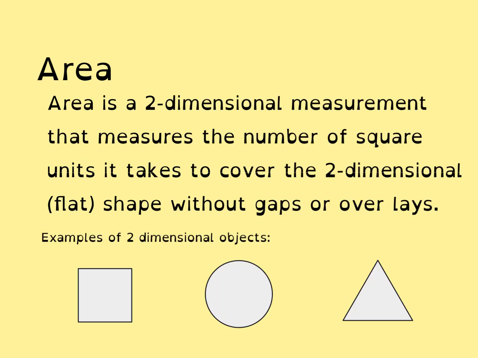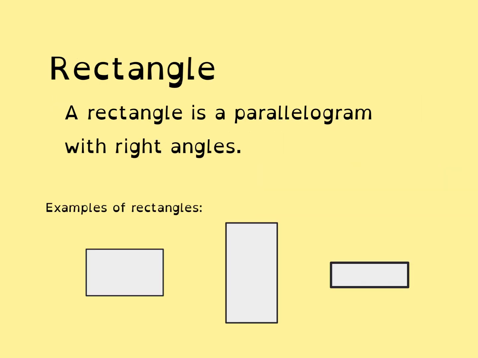The first word that we will be going over is area. Area is a two-dimensional measurement that measures the number of square units it takes to cover the two-dimensional shape without any gaps or overlaps. So a two-dimensional shape is a flat shape. So the square, circle, and triangle down here are all examples of two-dimensional shapes that we can find the area of. Many of our examples today will include a rectangle.